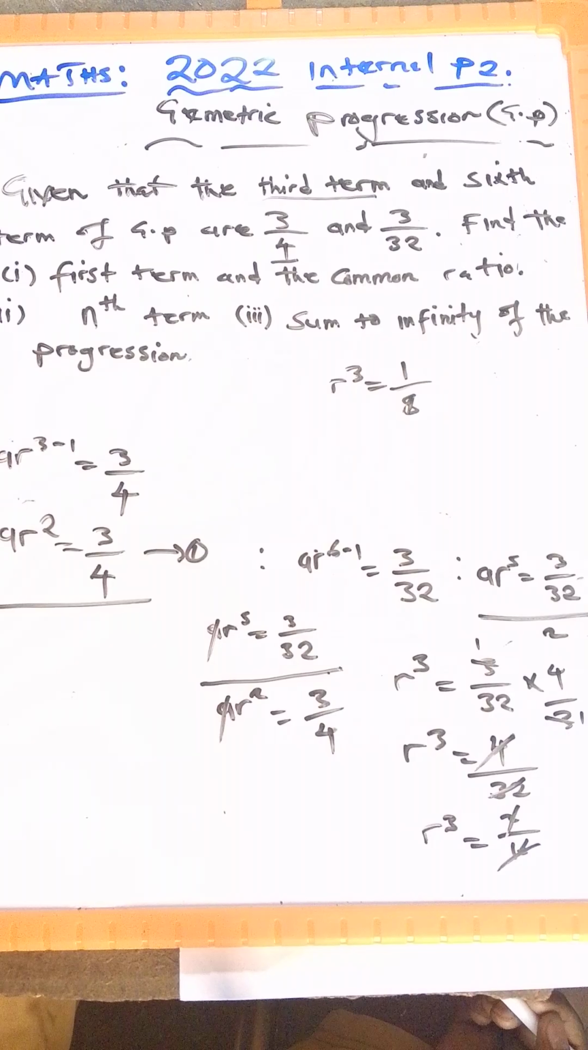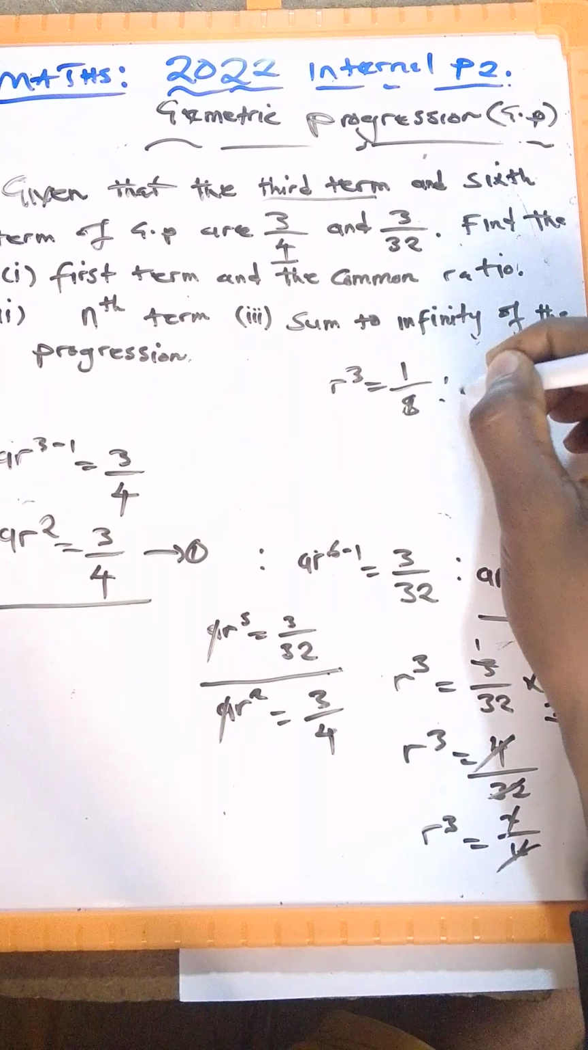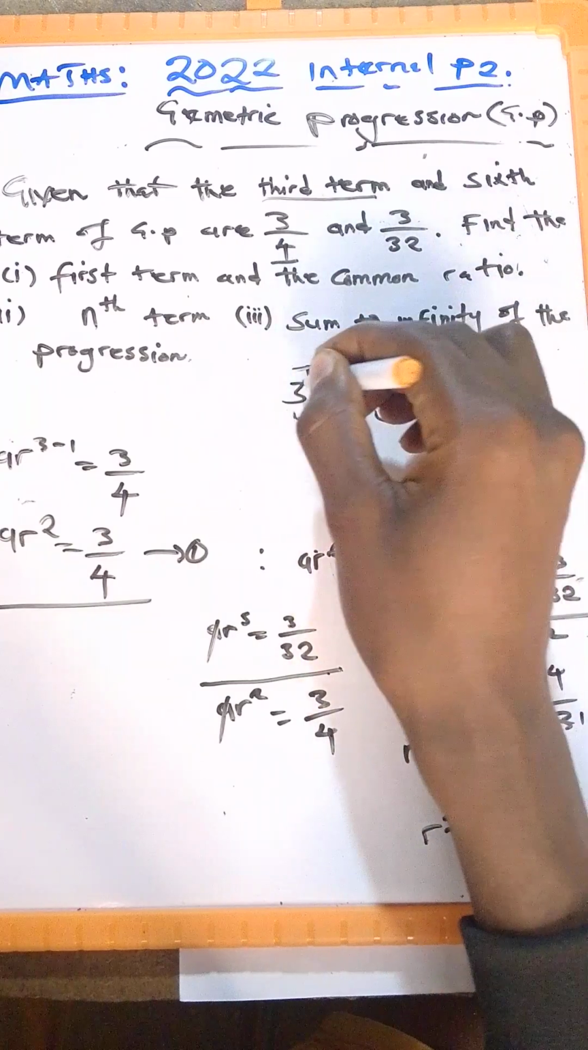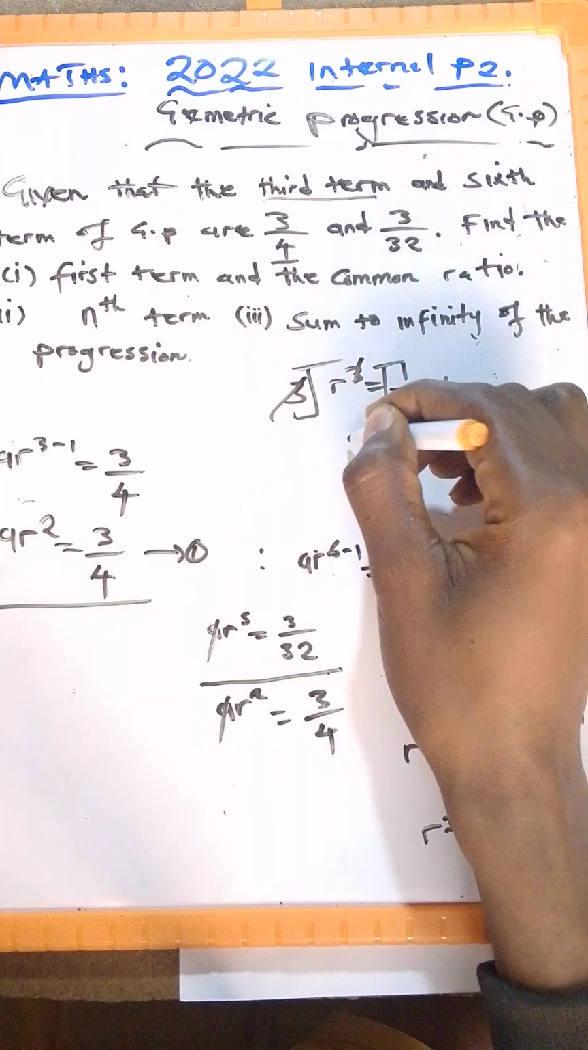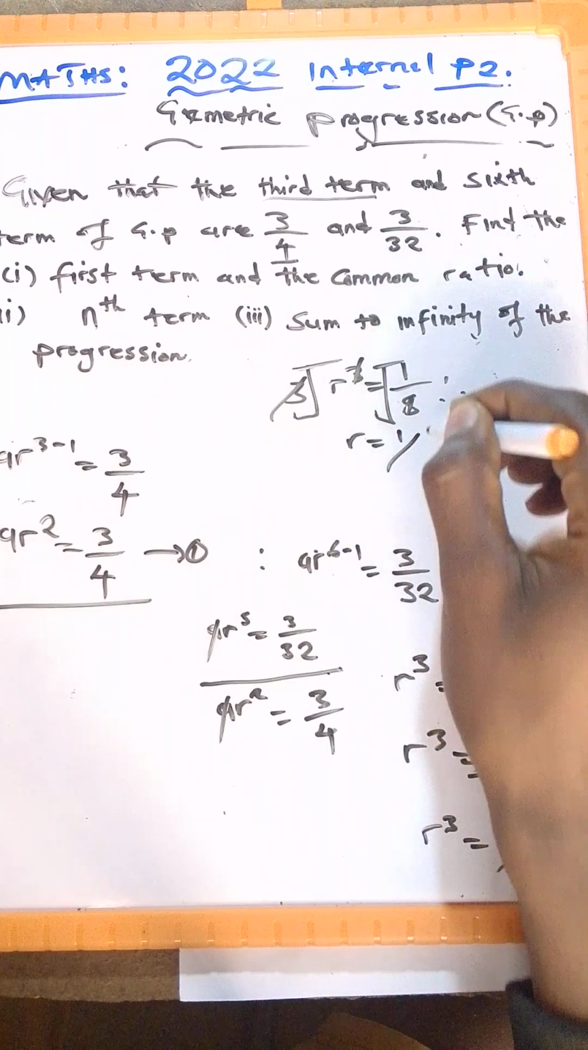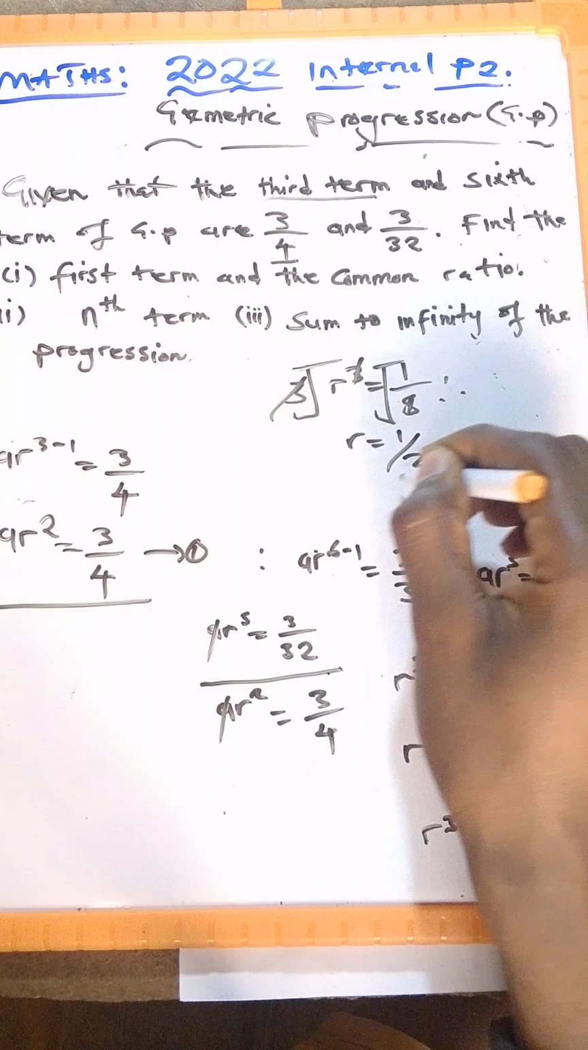That is the last part we can now deal with. From here we'll say now the cube root and the cube root. So you can cancel the 3. So r is equal to the cube root of 1, which is 1, over the cube root of 8, which is 2.